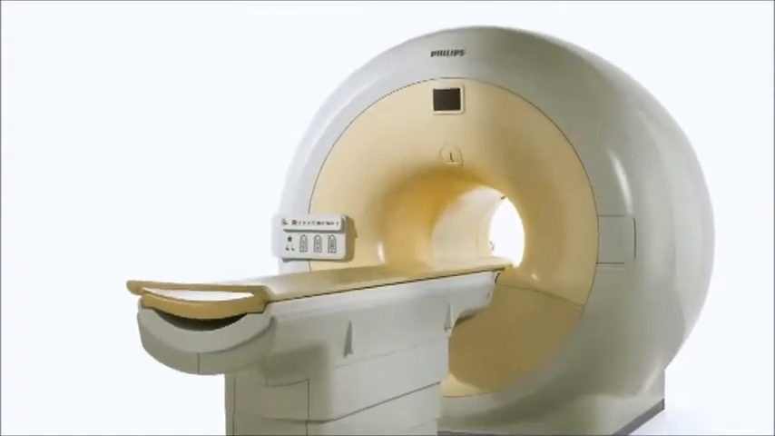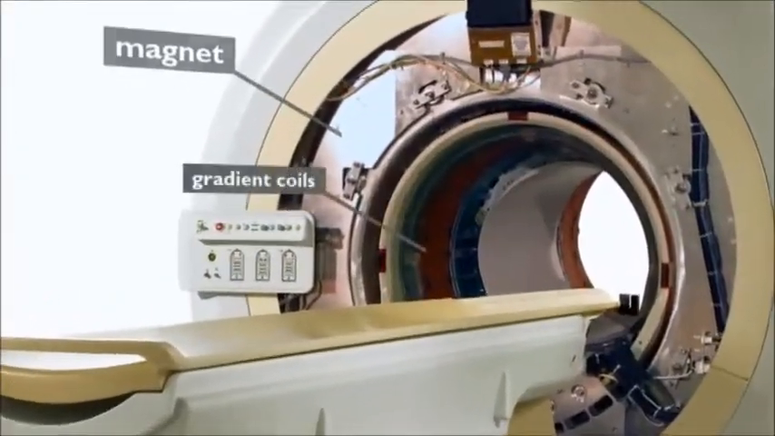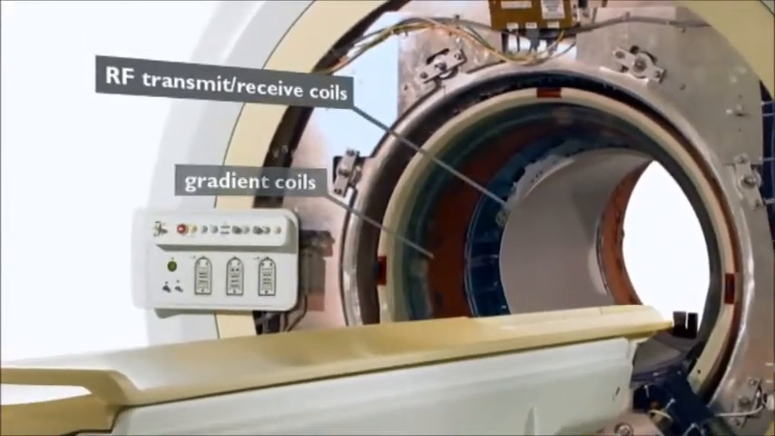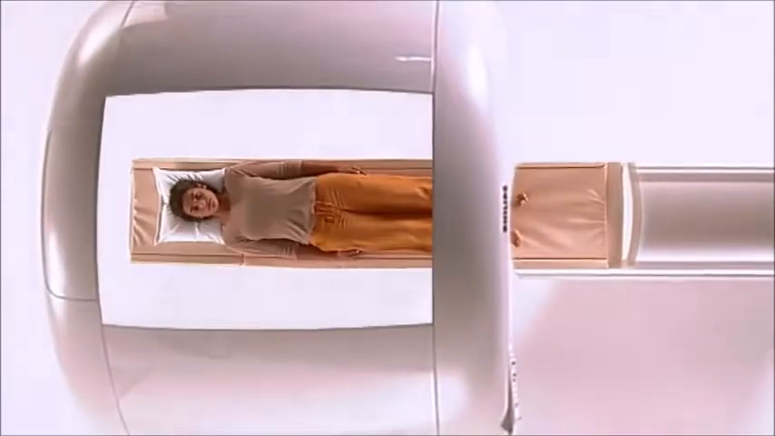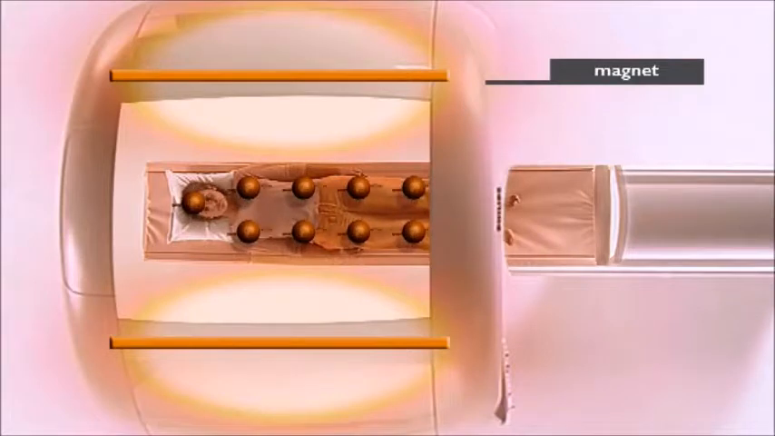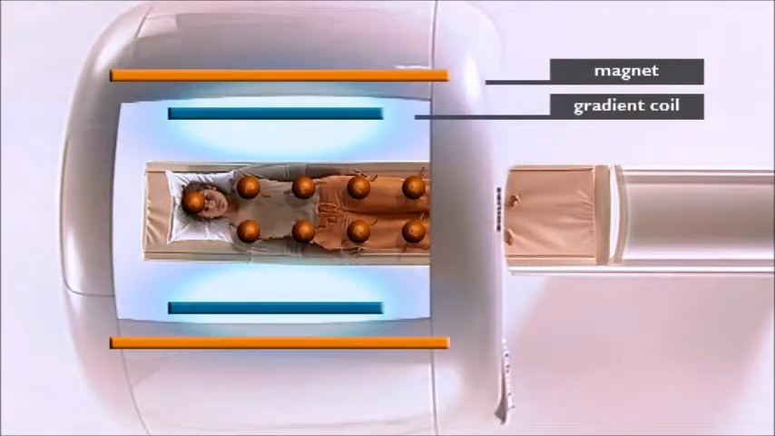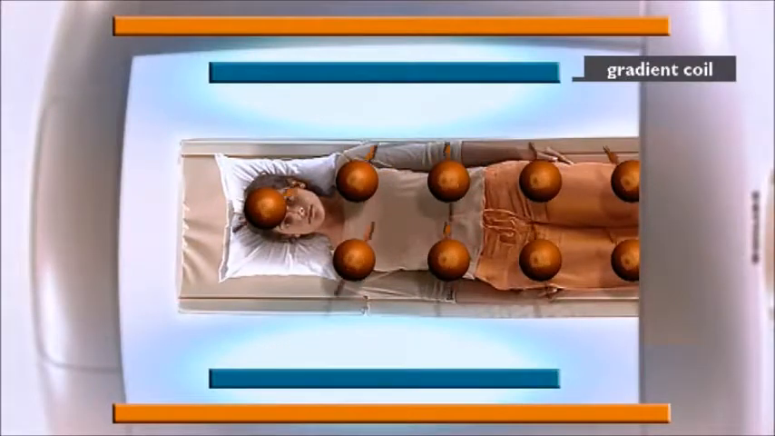Magnetic resonance imaging requires three main components: the magnet, the gradient coils, and the RF transmit and receive coils. The magnet creates a very strong magnetic field that aligns the protons in the body. The gradient coils change the magnetic field in three planes, so that the targeted protons have a different vibration frequency from their surroundings. This allows localization of the protons.